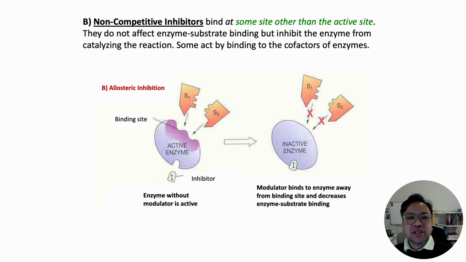Now let's proceed with non-competitive inhibitors. These inhibitors bind to an enzyme at a site other than the active site. This type of inhibitor does not block the substrate from binding to the enzyme, but instead changes the enzyme's shape or function, preventing it from catalyzing the reaction effectively.